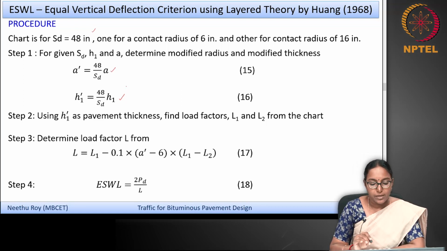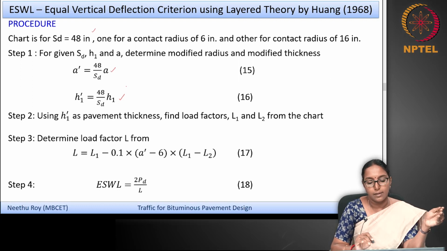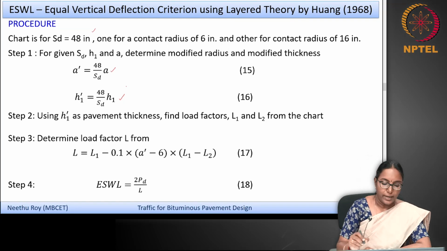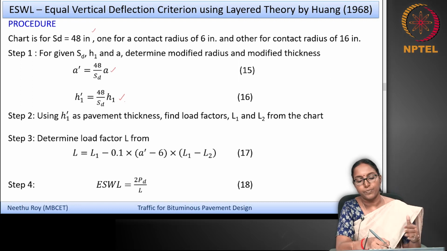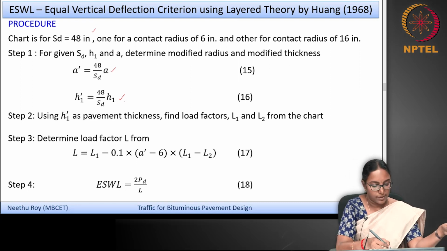So what you are trying to do is that this ratio of the spacing of the dual wheel and the pavement thickness is to be kept constant, so that you can find an equivalent thickness, so that the charts which are provided for 48 inch spacing can be utilized. Okay. So that is the whole idea of finding a new A dash and an H1 dash. So use this H1 dash to read the load factors from the chart that is shown earlier.